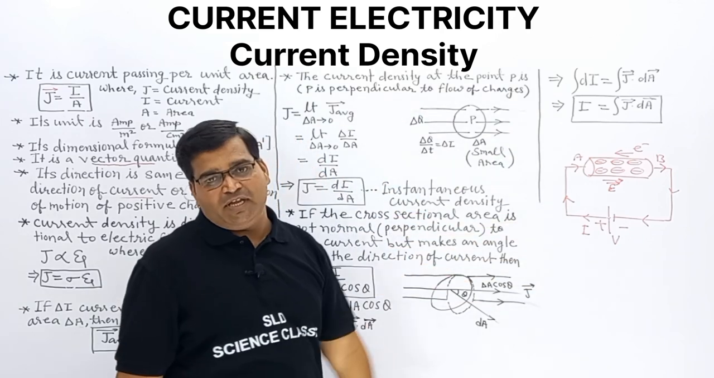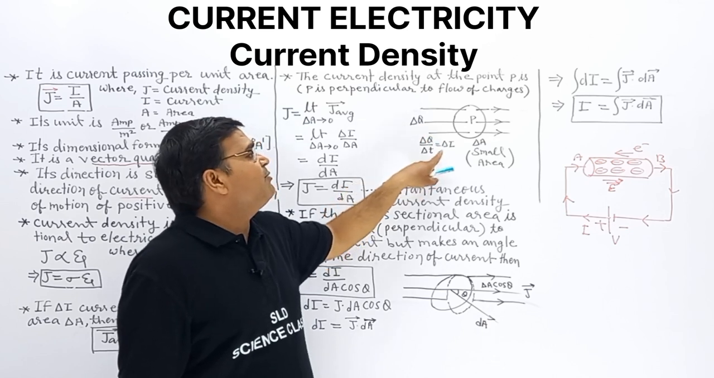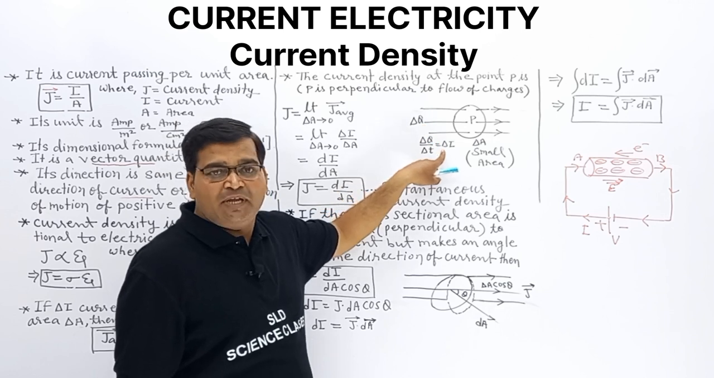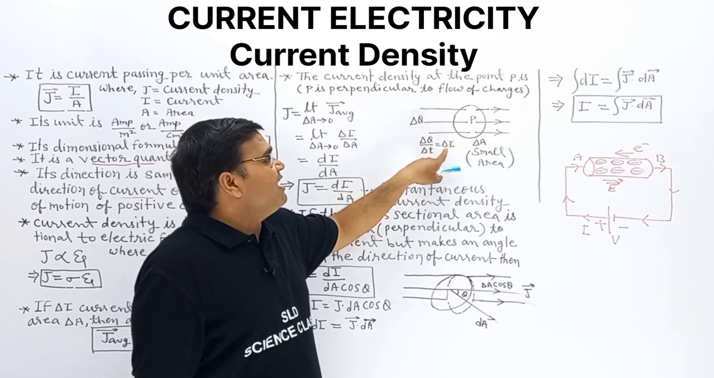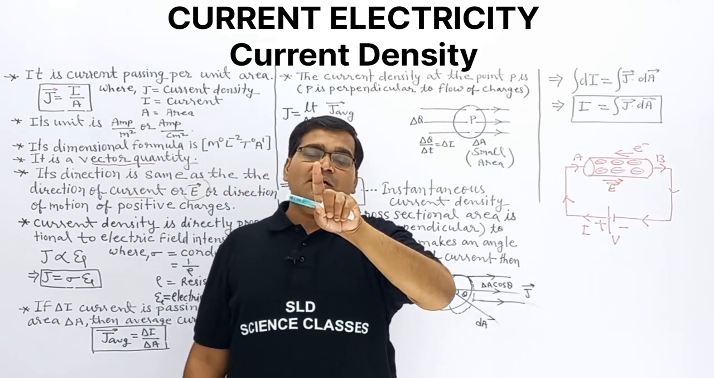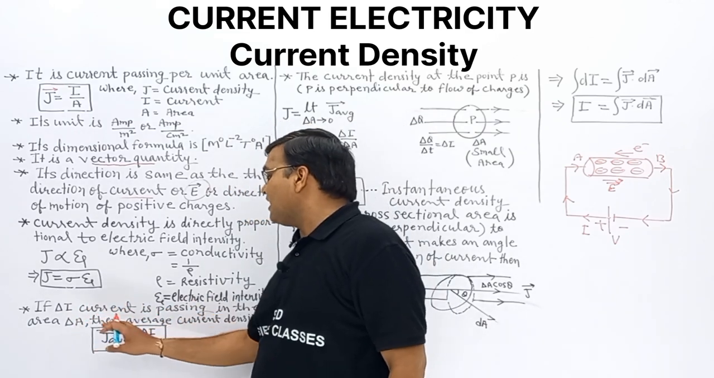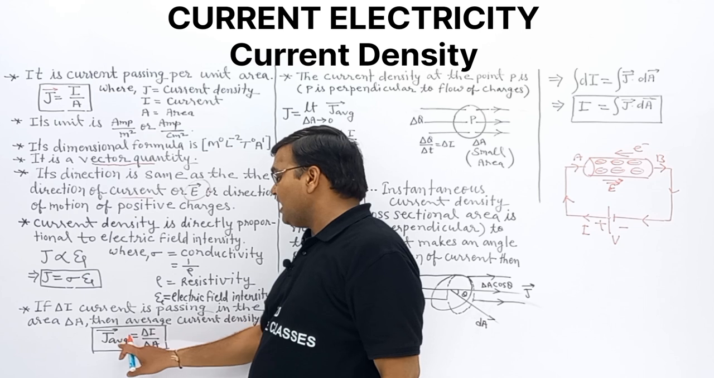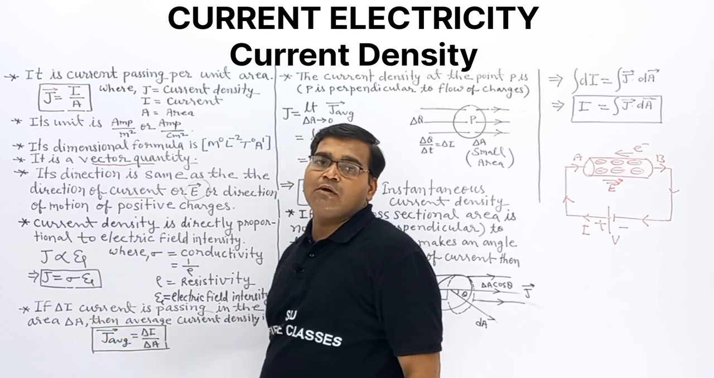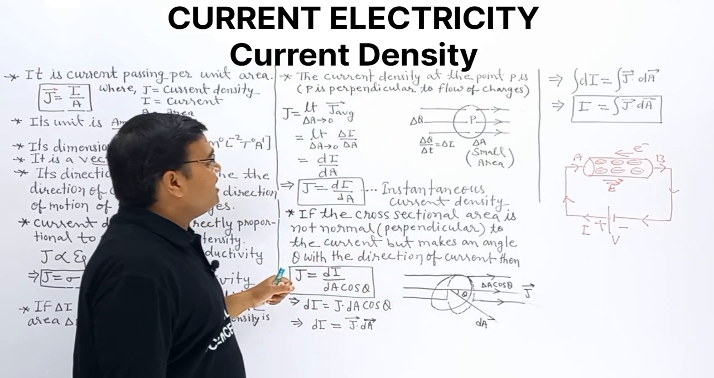In which delta Q charge is flowing. Delta Q charge is flowing, it means current will be what? Charge per unit time will be what? Current. So delta Q charge is flowing, it means delta I current will be flowing. So we can say delta I upon delta A will be what? Average current density. So if delta I current is passing in the area delta A, then average current density J average, and it is a vector quantity, so we use an arrow on J, equals delta I upon delta A.